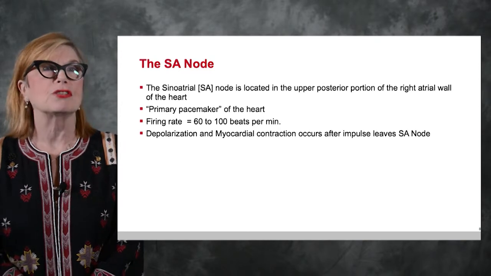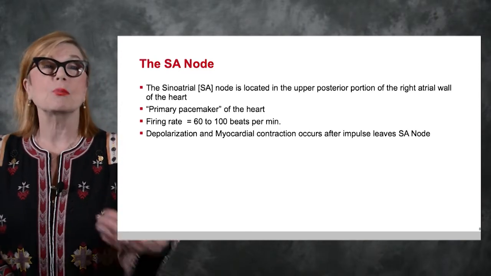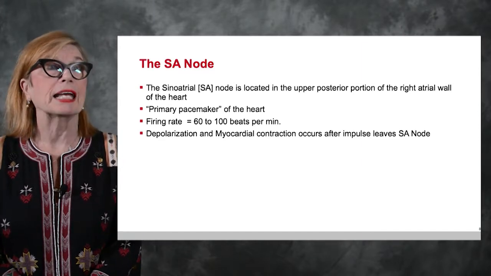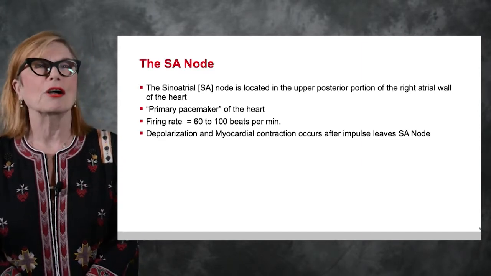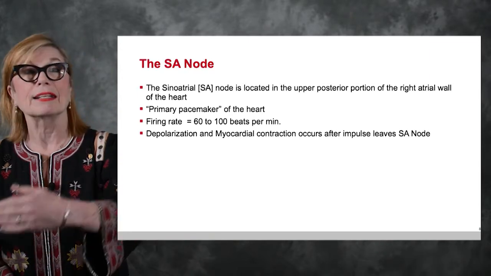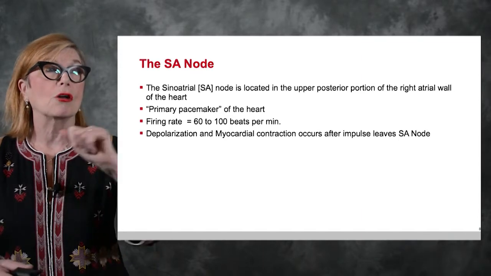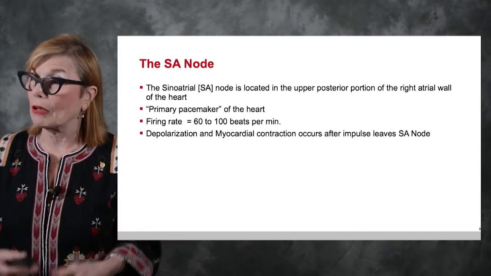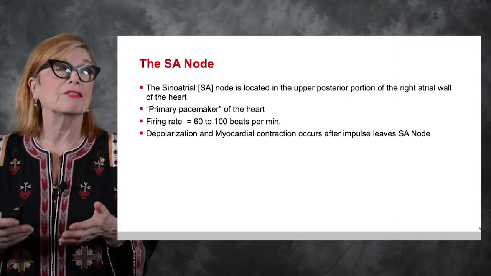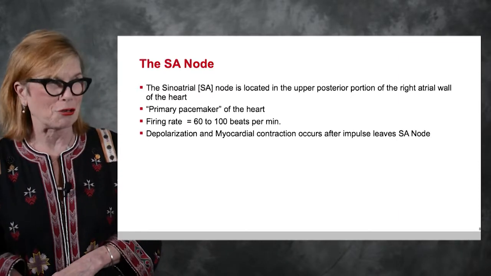Normal firing rate, 60 to 100 beats per minute. Depolarization actually is what stimulates the release of calcium, and calcium is used for myocardial contraction. So depolarization first, contraction second. So from the SA node, the depolarization curve into the atria is called the P wave. That then correlates with an influx of calcium into the cell, which then allows for atrial contraction.